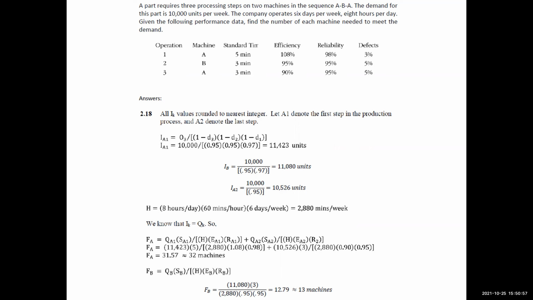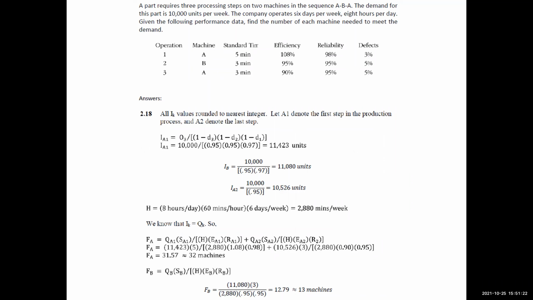Machine A is used in operations 1 and 3. So we have to look at the requirements for each of those operations, but remember, even though they are different operations, they are using the same type of machines. So the total number of machines required of type A is the summation of the machines needed for operation 1 and the machines needed for operation 3.